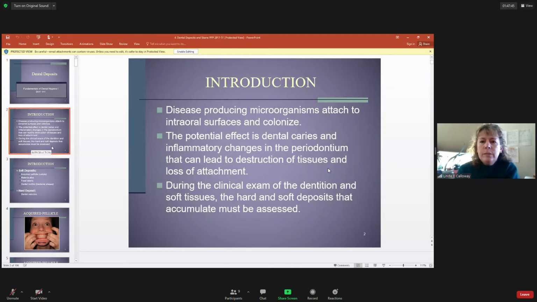So disease-producing microorganisms attach to intraoral surfaces and colonize. The potential effect is dental caries and inflammatory changes in the periodontium that can lead to destruction of tissue and loss of attachment, including bone. Doesn't say that, I'm adding that. During the clinical exam of dentin and soft tissues, the hard and soft deposits that accumulate must be assessed. So that's part of it.